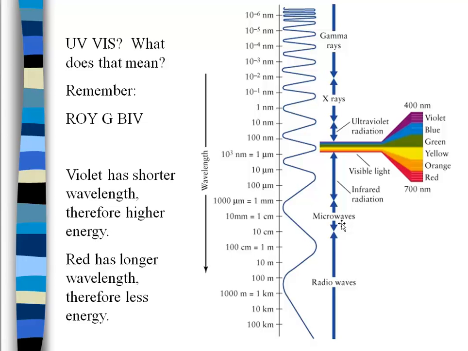So this is the electromagnetic spectrum. And this is what we call a spectrometer. And a spectrometer is an instrument that measures light. And we can pick out different portions on this electromagnetic spectrum to measure. And the UV Vis measures just that. The UV portion and the visible portion of the electromagnetic spectrum.